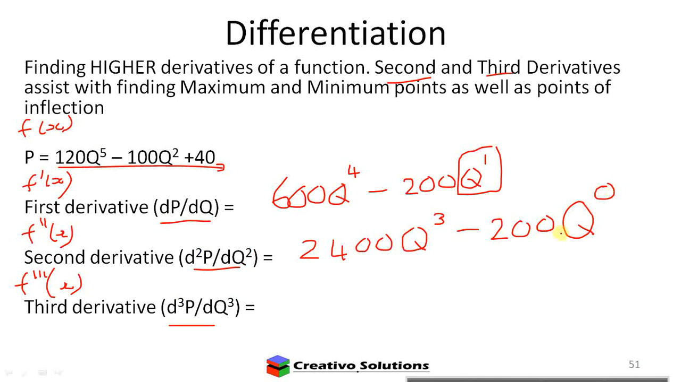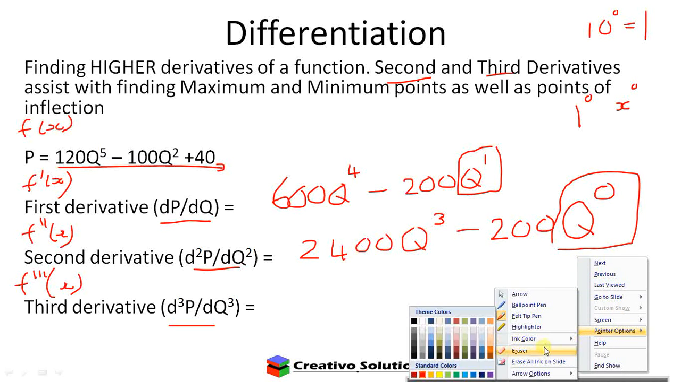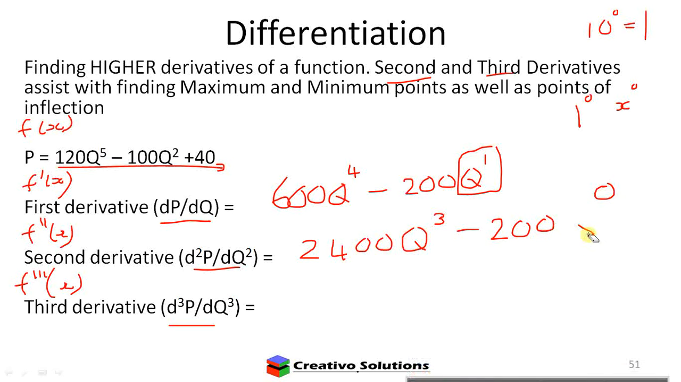Any exponent to the power 0. So I can have 1 to the power 0, x to the power 0, 10 to the power 0. If you type 10 to the power 0 into your calculator, you get 1. So anything to the power 0 is 1, and we don't write down expressions with the power 0. So all of that can go.